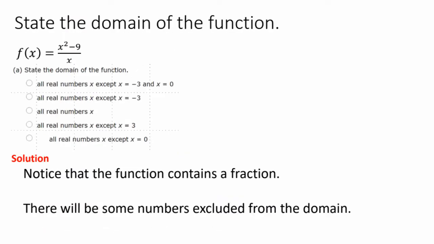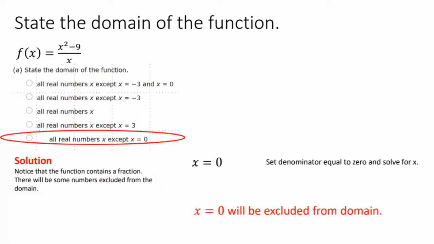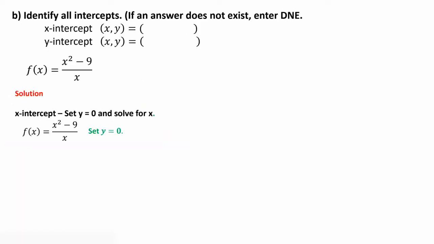Okay, so let's set the denominator equal to 0. This one's easy. If we set the denominator equal to 0, x is equal to 0. So our answer is all real numbers except for x equals 0. That is our domain, right? But again, what we just found was our vertical asymptote. We have a vertical asymptote at x equals 0.